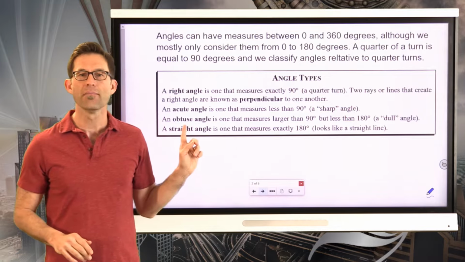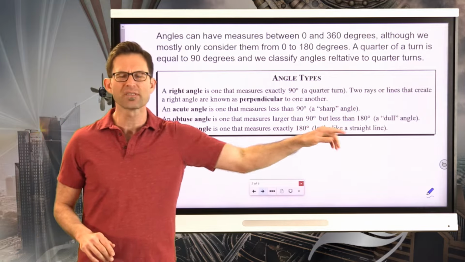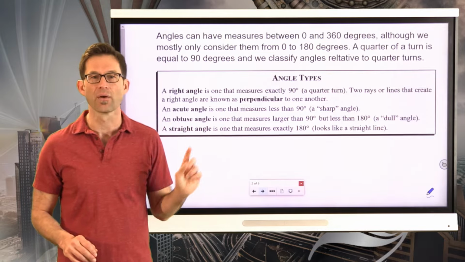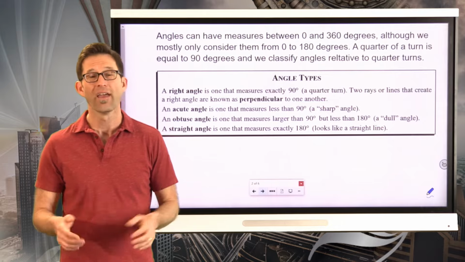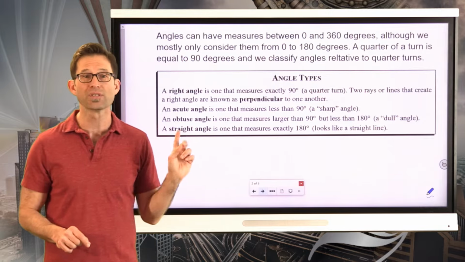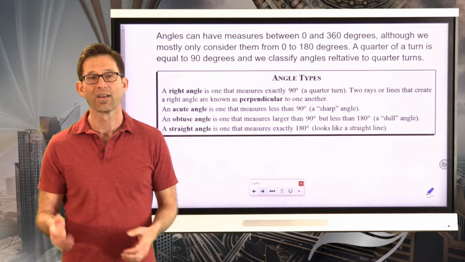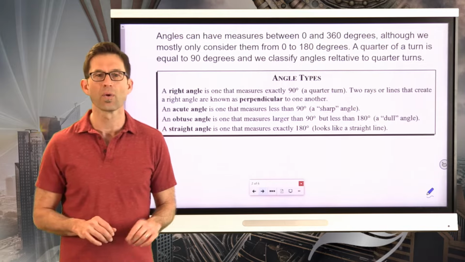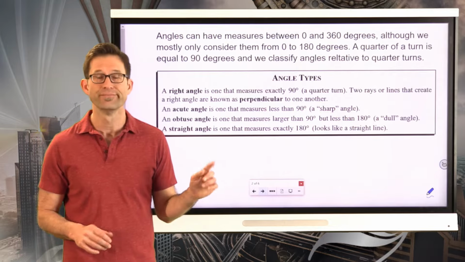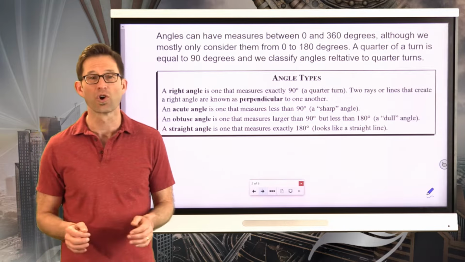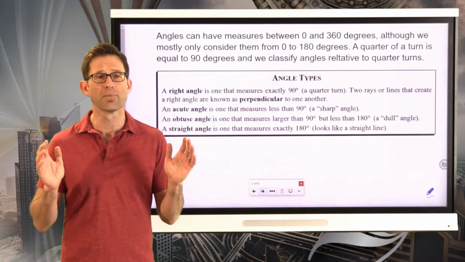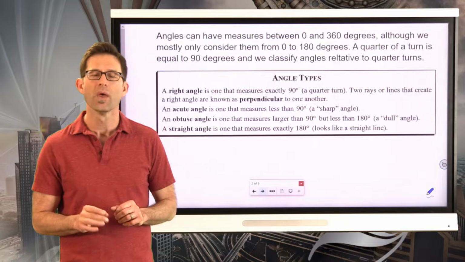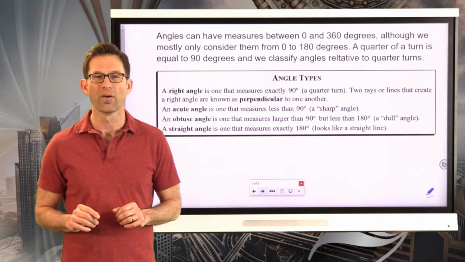Then you've got angles that measure larger than 90 degrees, but still less than 180 degrees. These are what are known as obtuse angles, and obtuse literally means dull. In fact, another use of the word obtuse is if somebody is a little bit sleepy or groggy or a little bit slow to catch on to something, we might call them obtuse. Just a crossover term. And again, an obtuse angle is simply one that's larger than a 90-degree angle, larger than a quarter of a turn, but not quite a 180-degree angle.